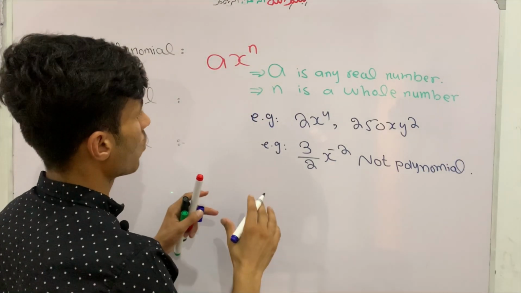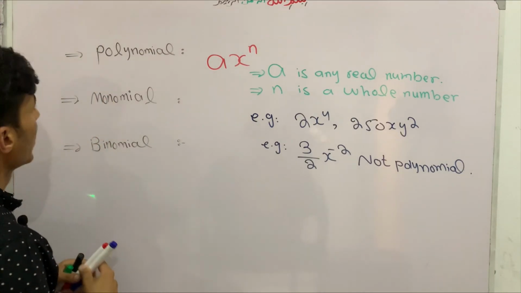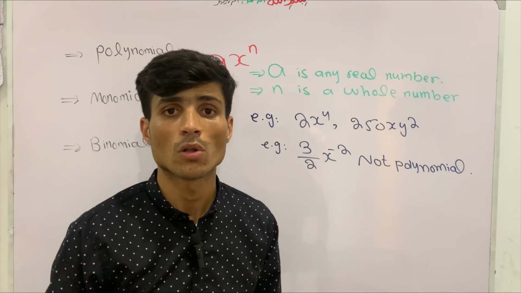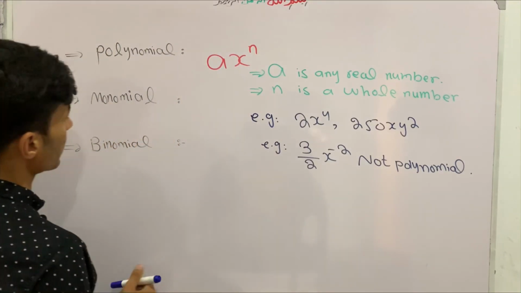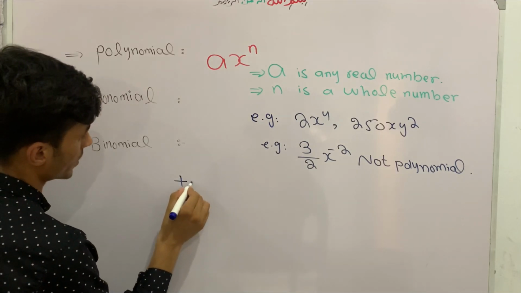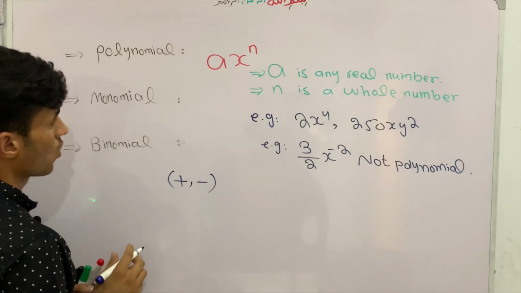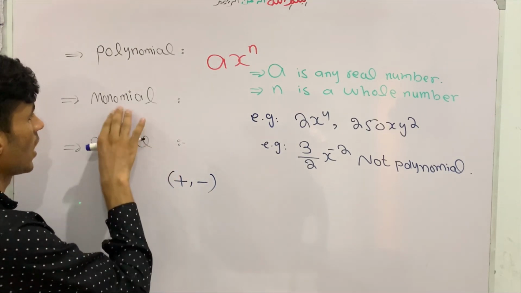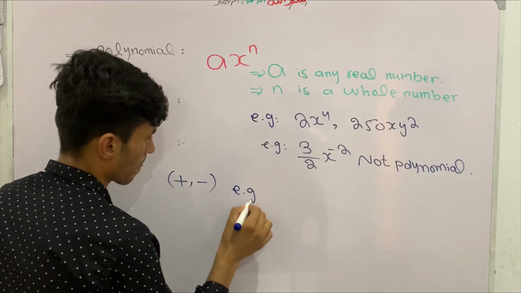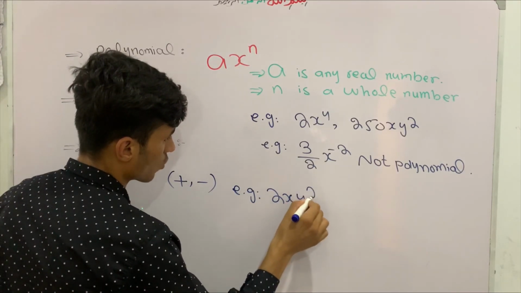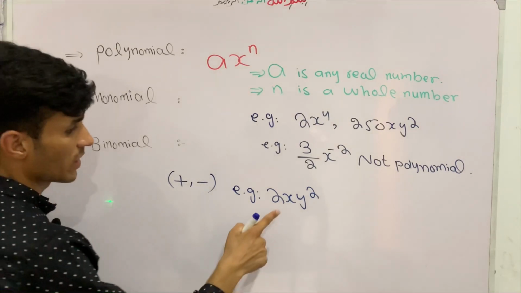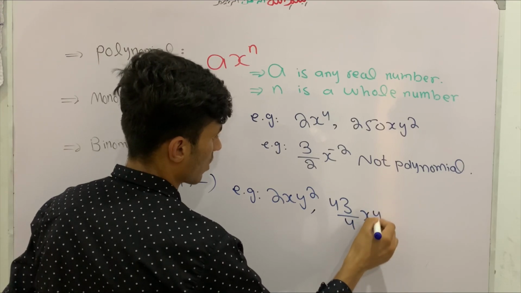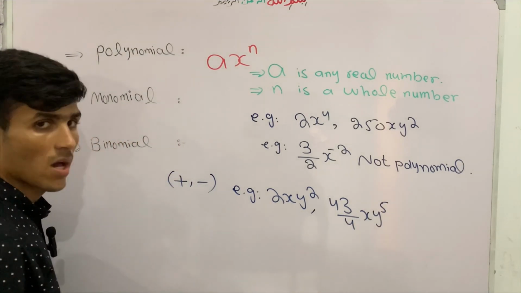I hope you got what I mean by polynomial. Now, what is a monomial? A monomial is a polynomial with a single term. We know that the terms are separated by plus and minus symbols. So any polynomial that has a single term is going to be a monomial. For example, 2xy squared. This is a monomial having a single term. 43 over 4 xy to the 5th power. This is again a monomial.